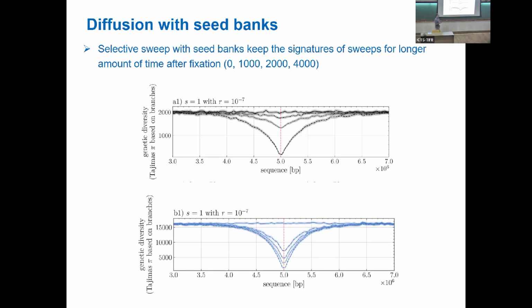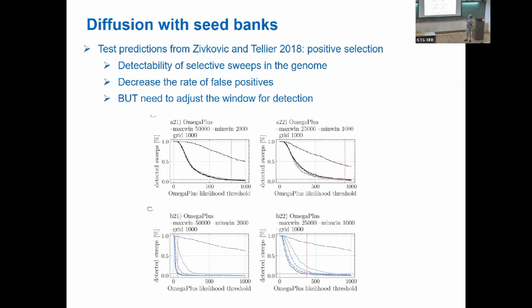So that's kind of a nice effect of the seed bank here, that it will help us to find selection in the genome, which I think is quite exciting if you work on many species like plant, fungi, or nematodes and so on. Okay, and I will just keep those very quick because I think it's enough.